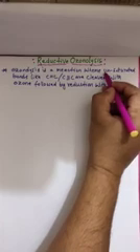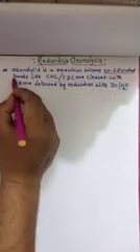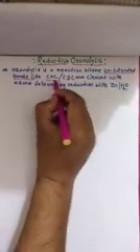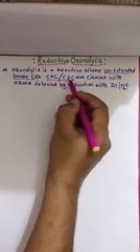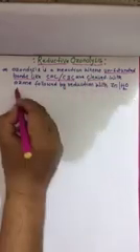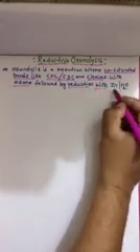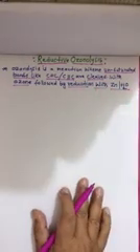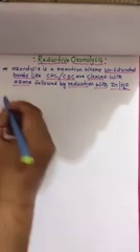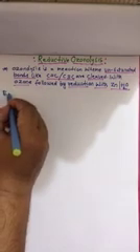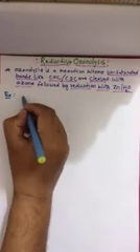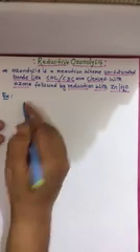Ozonolysis means it is a reaction in which unsaturated bonds like double bonds, triple bonds (alkynes) are cleaved with ozone followed by reduction with zinc and water, that means zinc in water. This is the reaction. Now I am taking an example here.